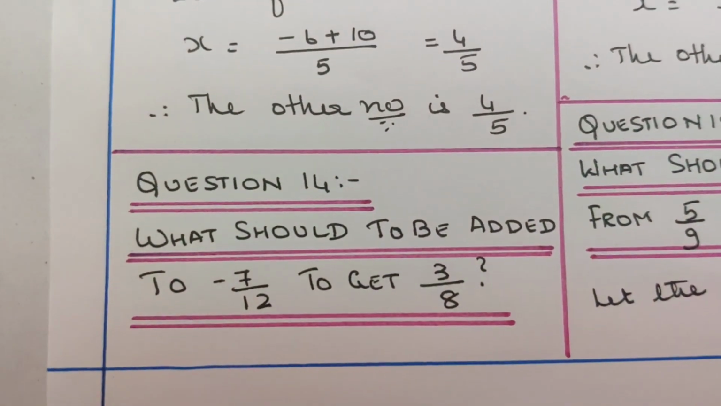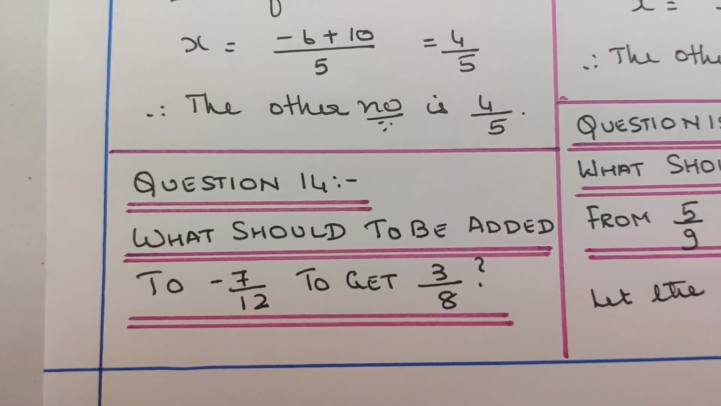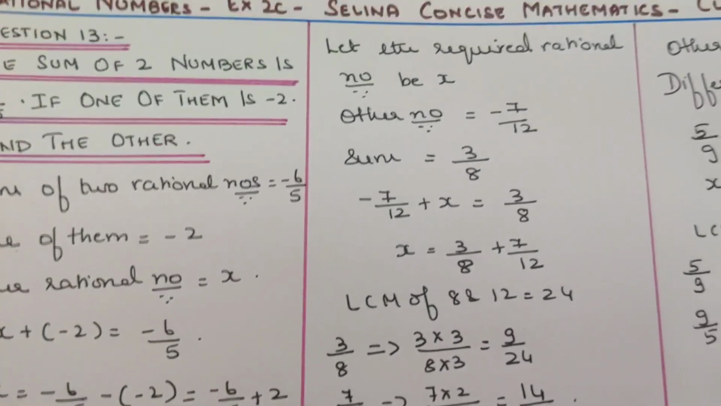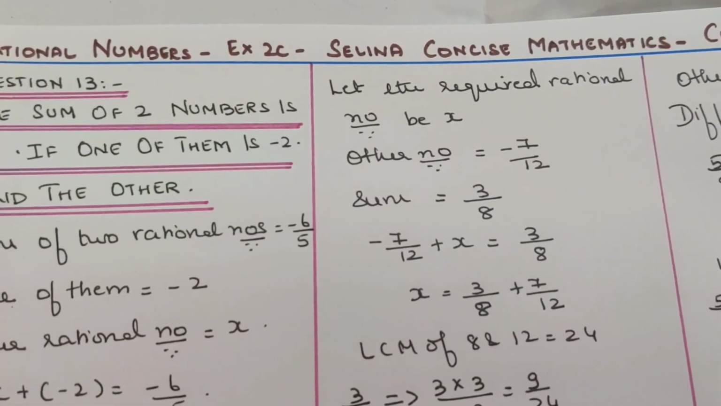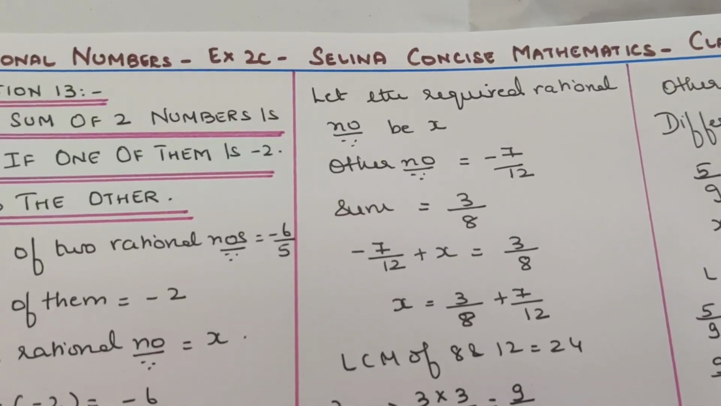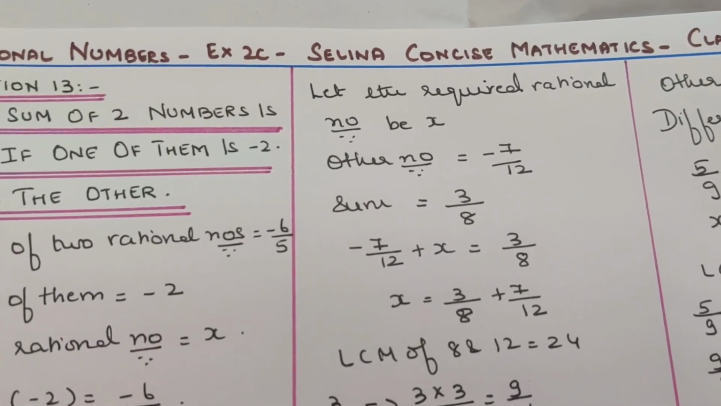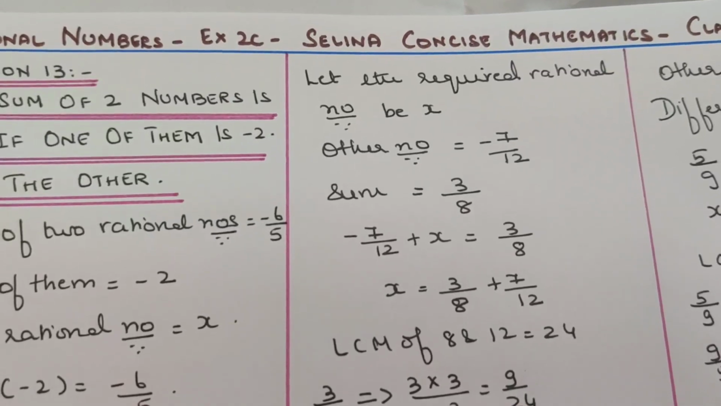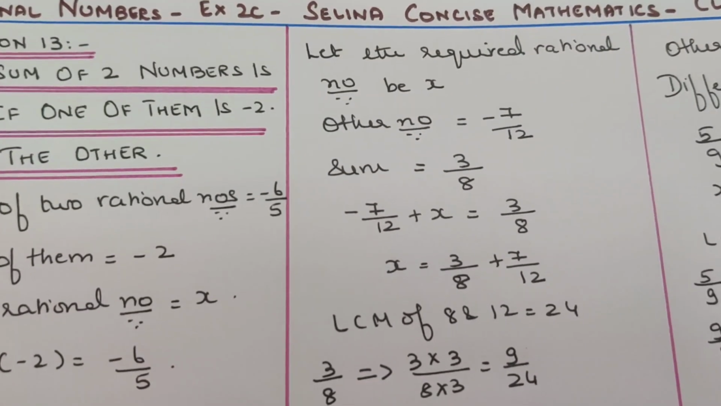Question number 14. What should be added to minus 7 by 12 to get 3 by 8? Let the required rational number be x. Other number is equal to minus 7 by 12. Sum is equal to 3 by 8. Therefore, minus 7 by 12 plus x is equal to 3 by 8. X is equal to 3 by 8 plus 7 by 12.